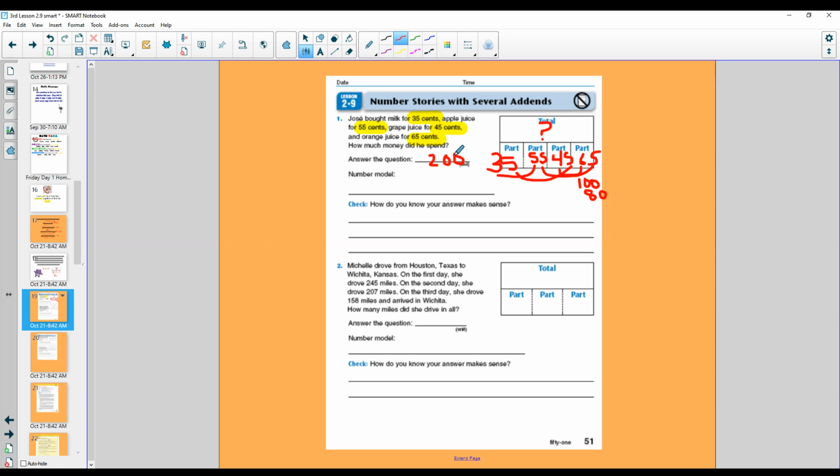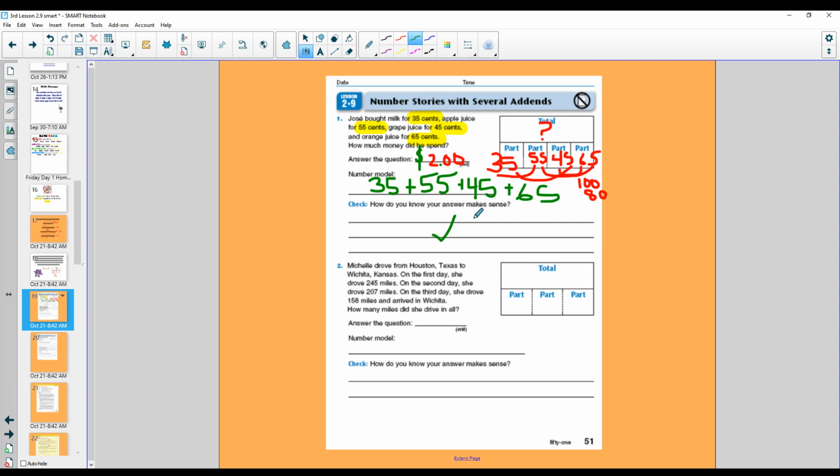What do you think is the answer there that makes sense? Should I say 200 cents? 200 cents is the same as $2. And then my number model, what we did was add 35 plus 55 plus 45 plus 65. Now here's where you need to stop and make sense. If I would have said $200, that wouldn't have made sense because I'm adding cents, not dollars. So here you just have to stop and think, does my answer make sense?